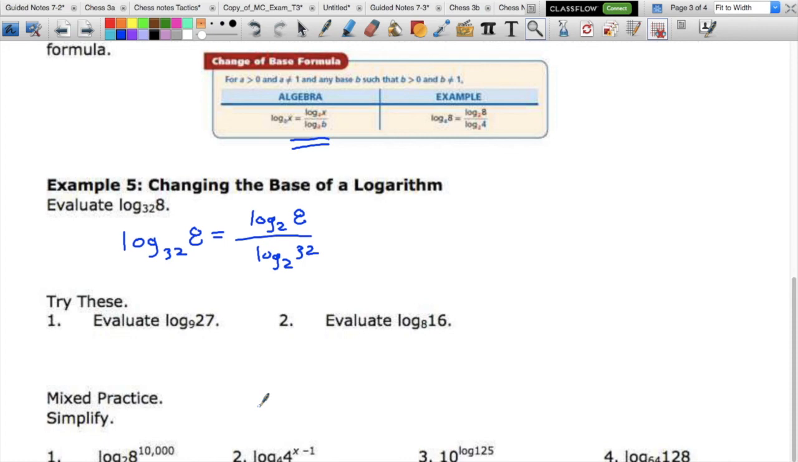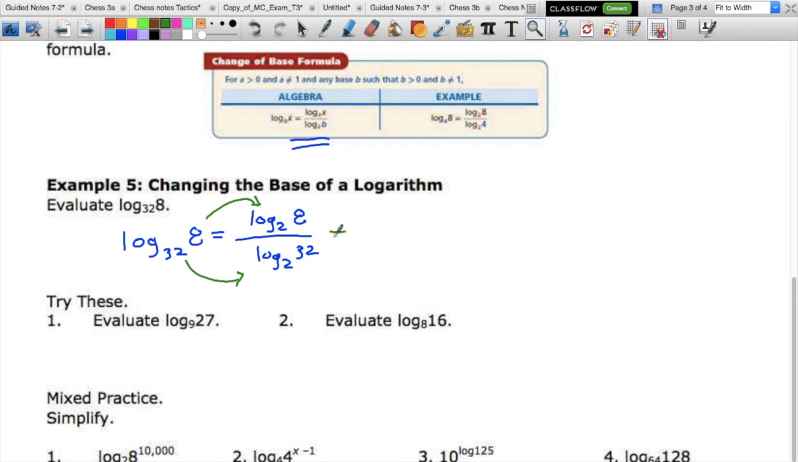All I'm doing is taking the one that's higher on the page. This 8 is a little bit higher than 32, so I put that on top. The 32 is a little bit lower, so I put that on the bottom. I can change it to any base I want: log base 10, log base 50, log base 100. I chose 2 because I know that 2 to some power is going to be 8 and 2 to some power is going to be 32.